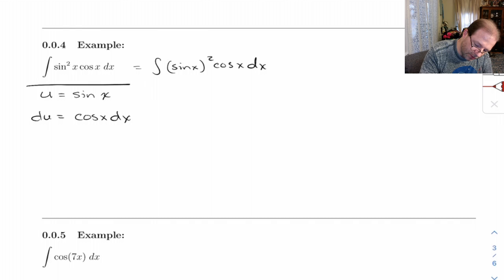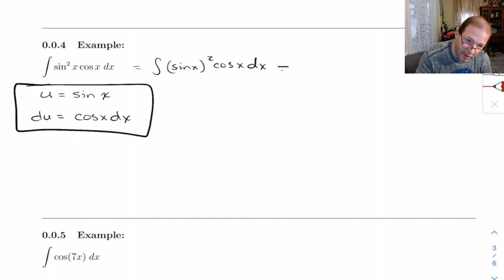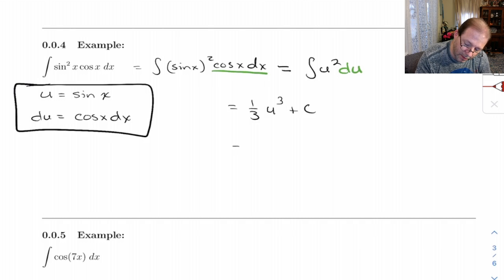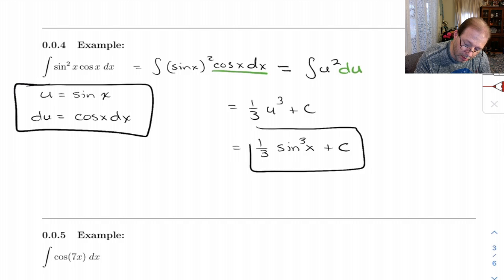And I'm not going to solve for my dx on this one, because now I can rewrite this as integral of u squared. And then this whole thing here is just du. So I get 1/3 u cubed plus c. And replace the u with sine. So I get 1/3 sine cubed x plus c. Like that.